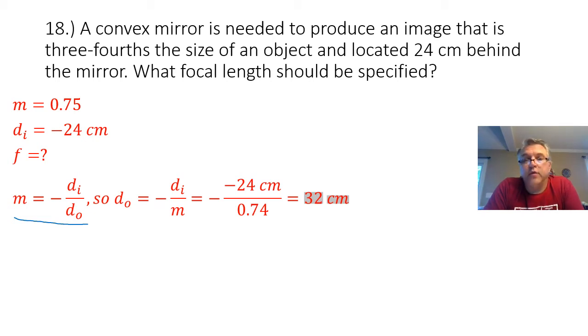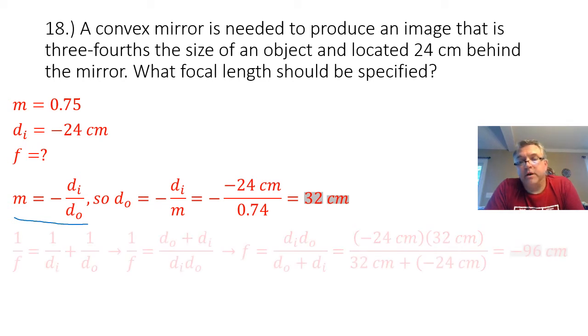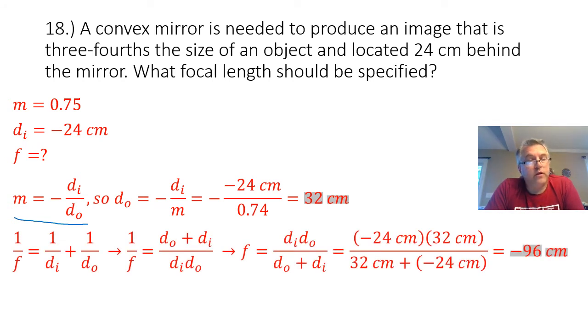So the negative of negative 24 centimeters divided by 0.75 is going to give me an object distance of 32 centimeters. Now I can use my mirror equation. I don't need to rearrange it. I just need to solve for the focal length, which means getting the focal length from the denominator into the numerator.